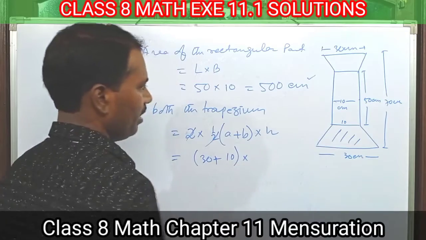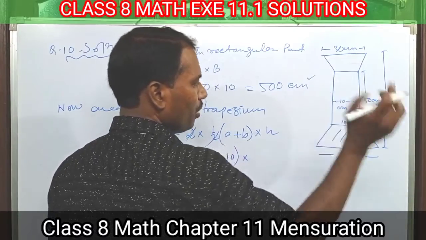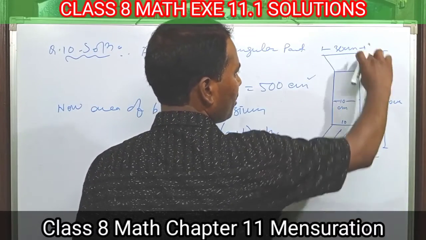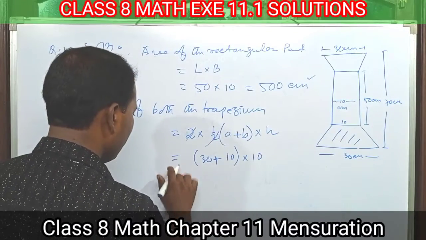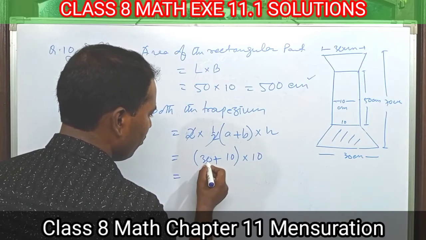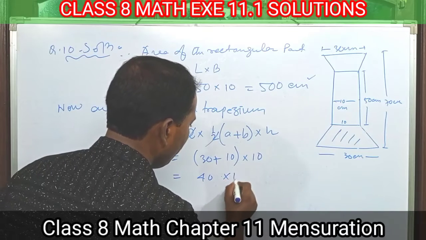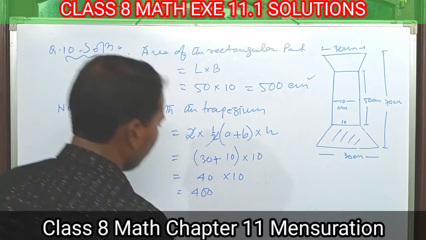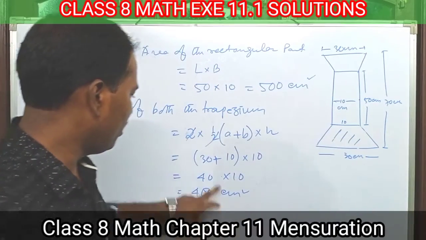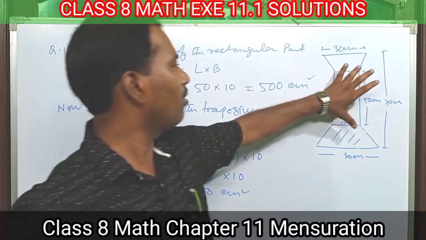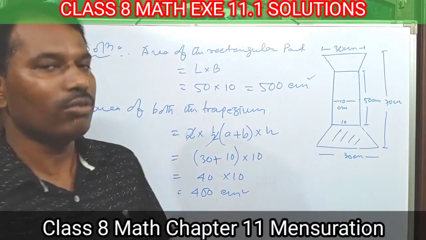And what is the height? Height means this portion is 50 and total is 70. 70 minus 50 is 20. Then this is half of 20 and this is also half of 20. That means this is 10. I have written something as a shortcut, please understand. Now 3 and 4, 40 into 10. Then 400 centimeters square. So both the trapezium shaped portions give 400 centimeters square and the rectangular part gives 500 centimeters square. Adding these two, you will get the total area of this figure.